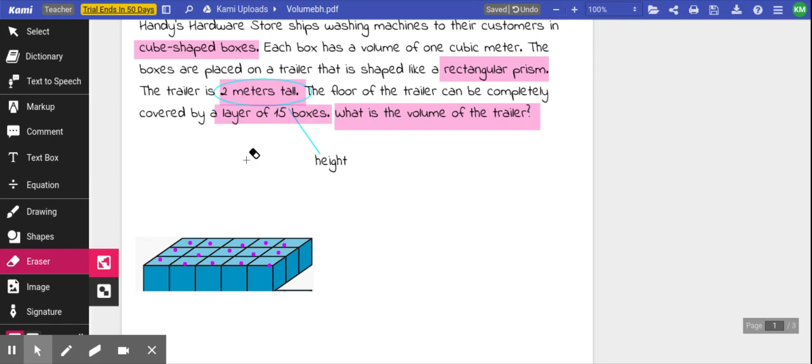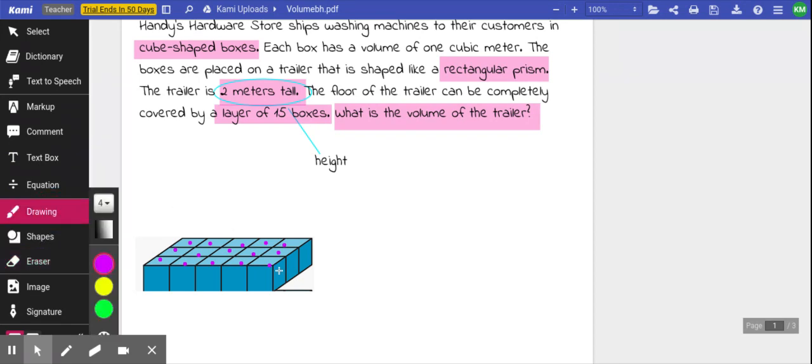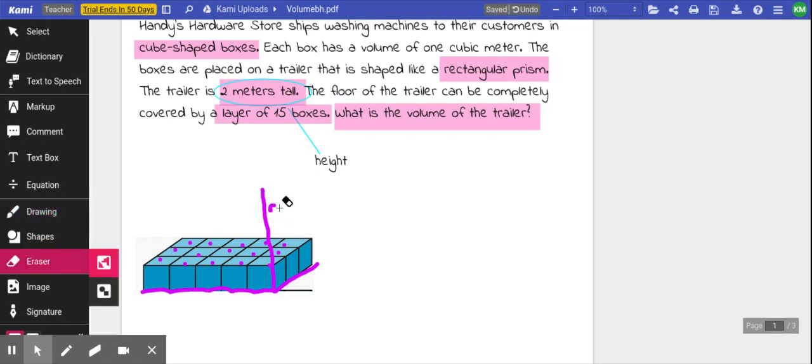Now, it says also in the problem the trailer is 2 meters tall. If you look at the picture here, the picture doesn't show the height of the trailer. That's important to notice. It only tells us the first layer. So I have to make sure I add a little bit of height onto my trailer. I'm just going to mark it. So this is my base of the trailer, right? And then this is my height, and it says my height is 2 meters tall. I'm just going to label that 2 meters.